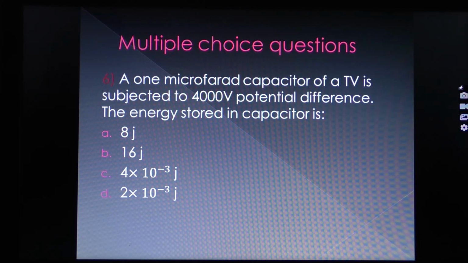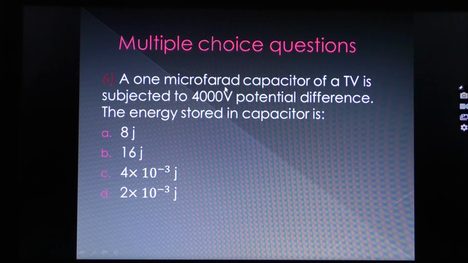A 1 microfarad capacitor of a TV is subjected to 4000 volt potential difference. The energy stored in the capacitor is: A. 8 J, B. 16 J, C. 4 into 10 raised to the power minus 3 J, and D option is 2 into 10 raised to the power minus 3 J. Okay, you are going to solve it and be very clear on the given statement.